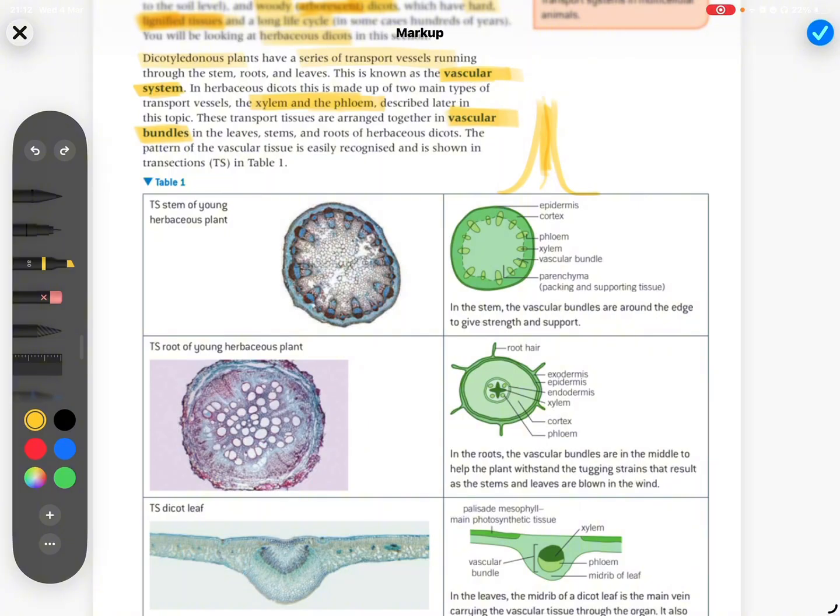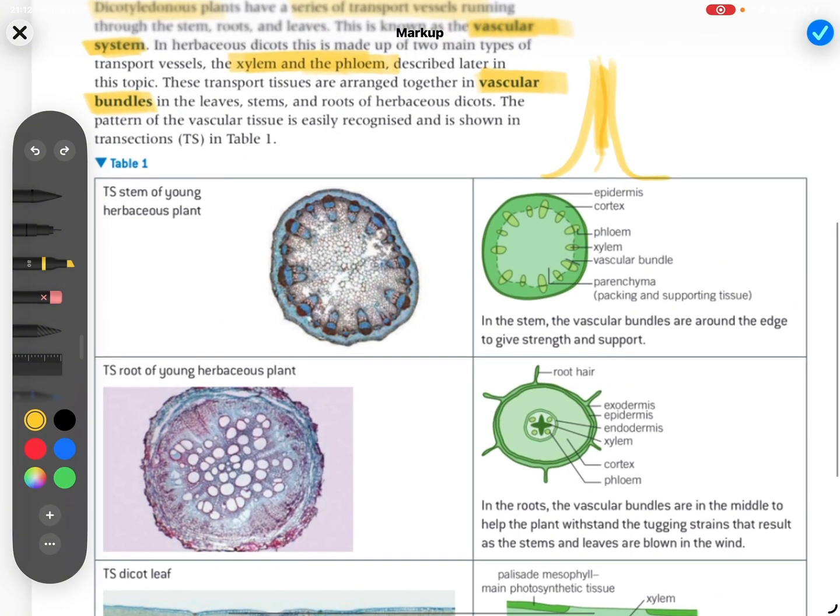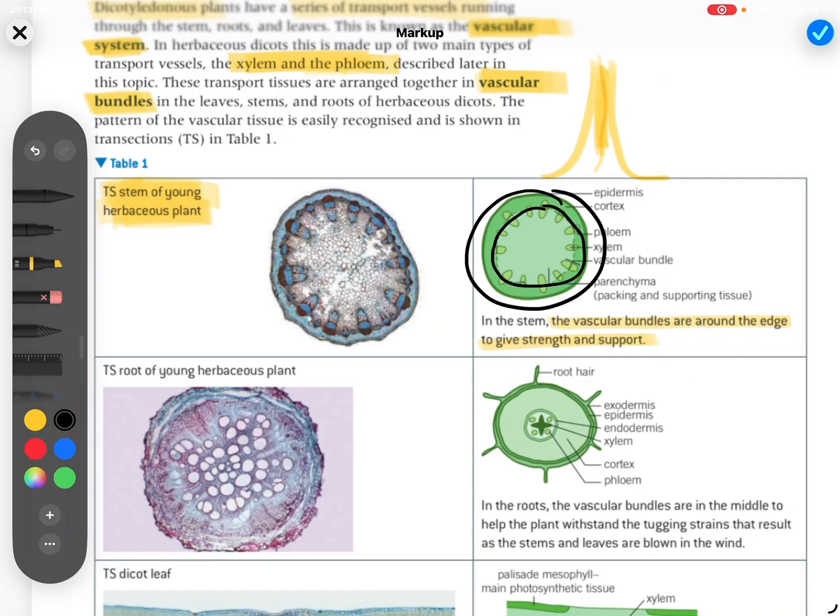Next, we've got to learn a bit about the structure of vascular bundles, because in different dicots they have different formations. In young herbaceous dicots, this is the stem, okay? In the stem, the vascular bundles are around the edge. As you can see here, you've got this plant, and they're all around on the outside.